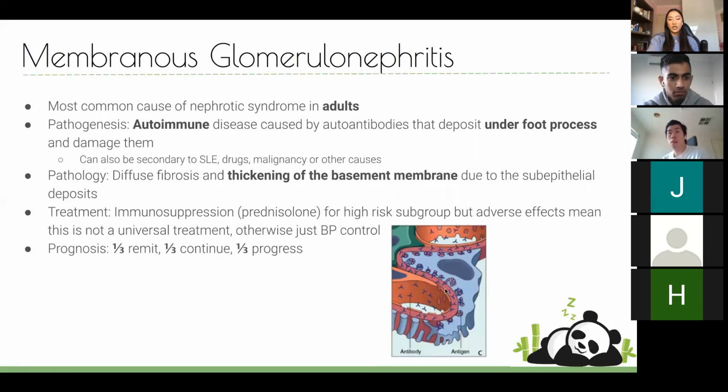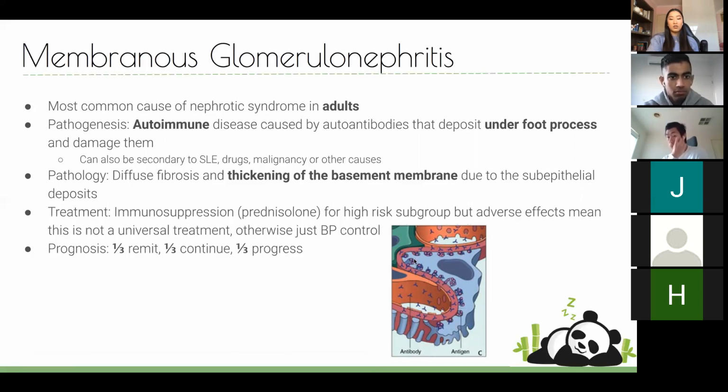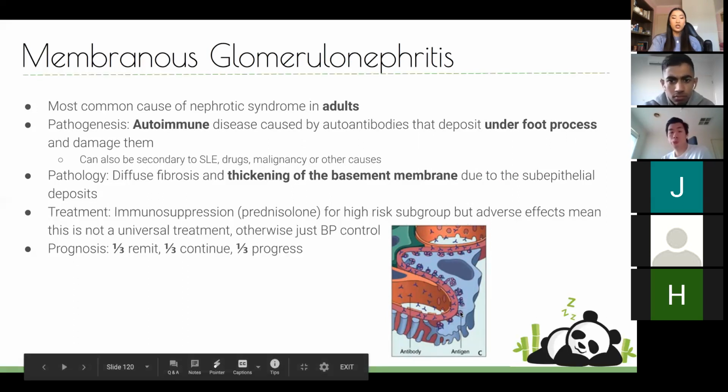So here you've kind of got a diagram of a glomerulus. You've got in orange your endothelium, in red your basement membrane, and then the blue things are the podocytes with their foot processes. And these antibodies sort of deposit in between the podocytes and the basement membrane. So remember, if you're damaging podocytes, that's when you get nephrotic syndrome. So here you get all of your nephrotic syndrome to a slightly lesser degree than minimal change.